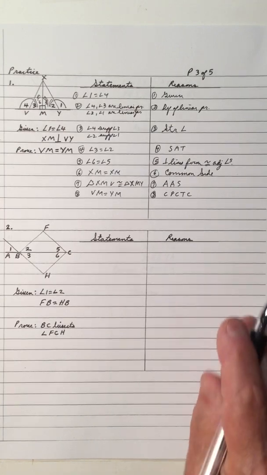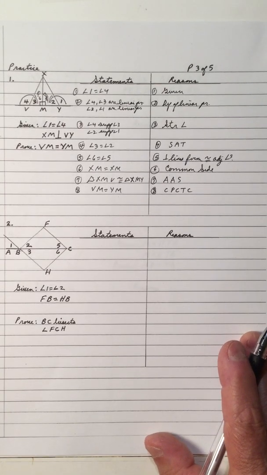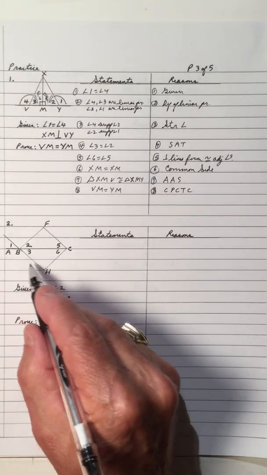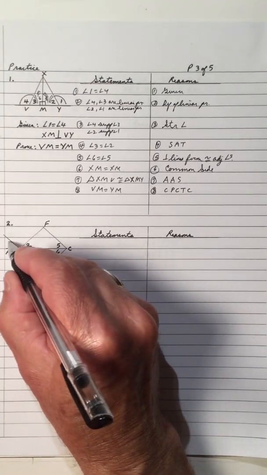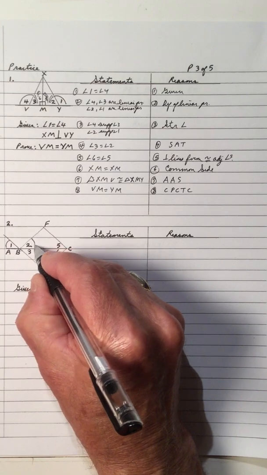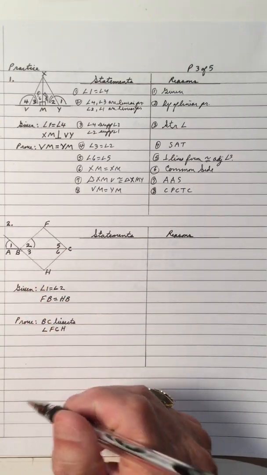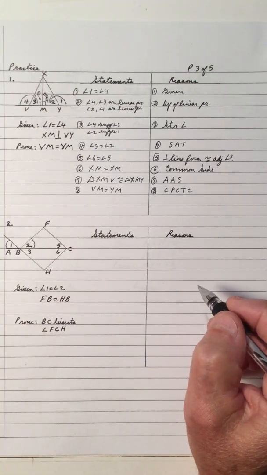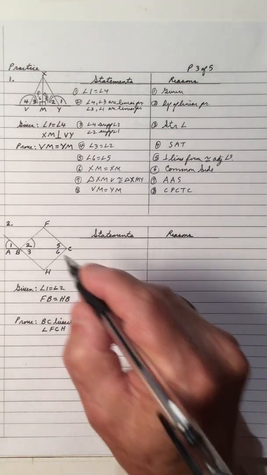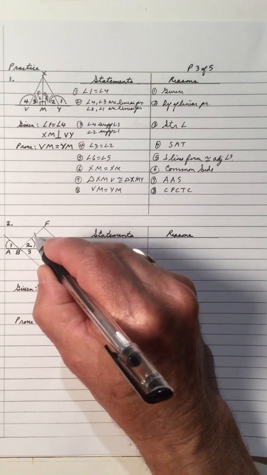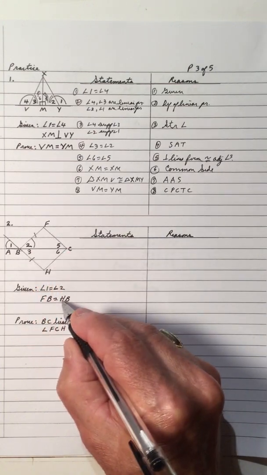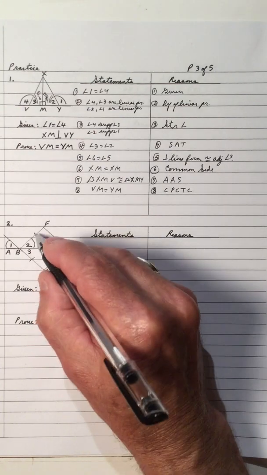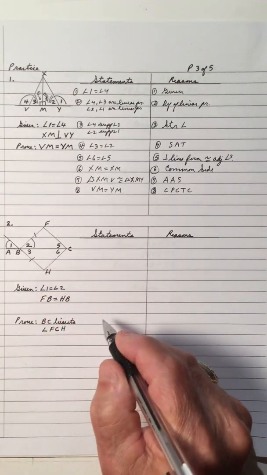Okay, let's try another proof. We have a diagram here. We have 1 equals 2. So we have angle 1 equals angle 2 given. Remember, I try to do the proof beforehand, before I write it up. See if it makes sense. Put it together. FB equals HB because of the given.